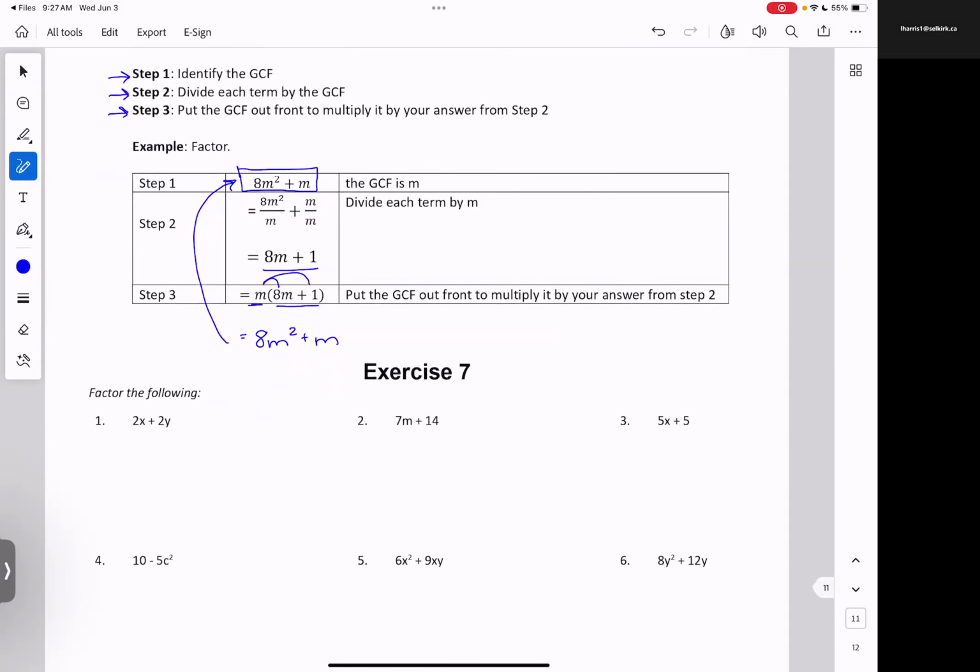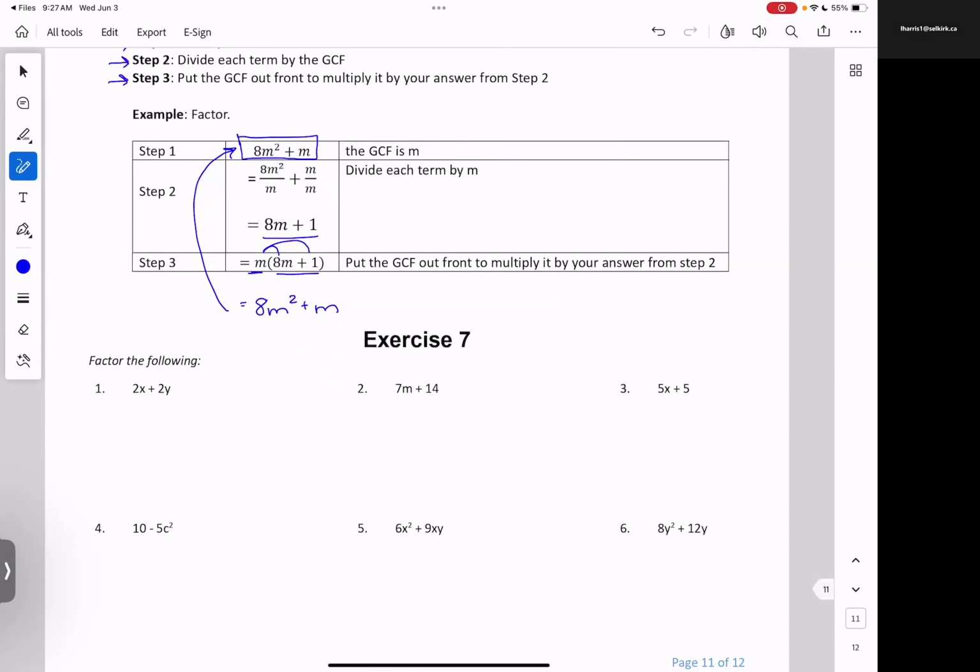All right, let's do a couple of these together, and then I'll get you to try some on your own. So this first one here, step 1, we're going to identify our GCF, and the GCF in this case would be 2. Step 2, we're going to divide each of our terms by that 2. That would give us x plus y. And then step 3 is to put that 2 out in front. So we end up with 2 times x plus y. And again, if you distributed out that 2, you'll see you end up right back where you started.